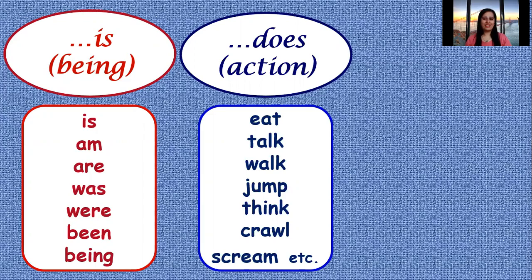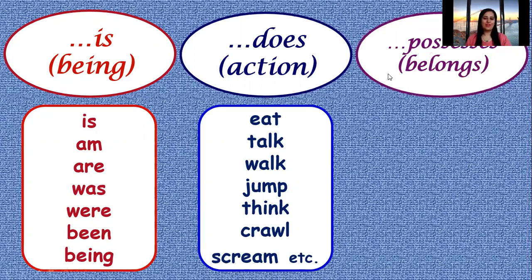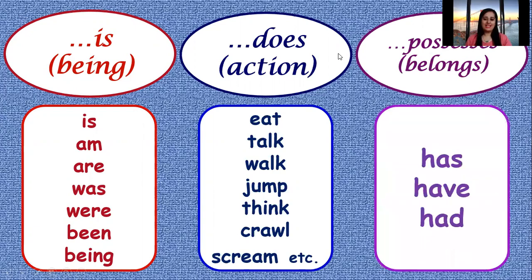And the third one is possesses. Okay, I know it is not visible, it's possesses, belongs. Okay, now here's the list. Has, have, had. So verbs comprise all these three categories. Now generally we hear that is, am, are, was, were, been, being, that is the first category, and the third category, has, have, had, they are helping verbs. But students, this is incorrect. I will explain this in detail in a later slide.